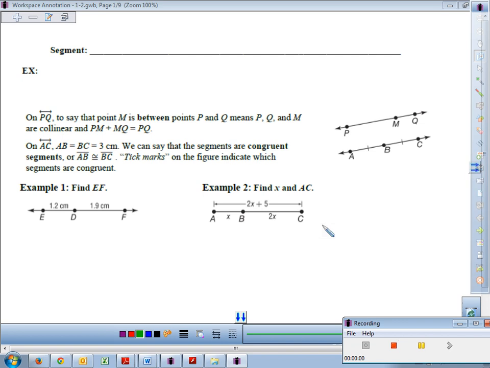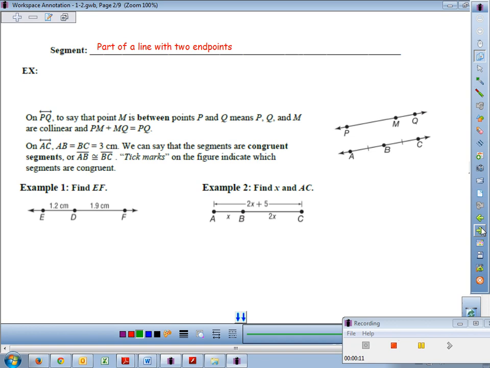All right, so the largest one-dimensional object we have is a line, correct? Which has how much length? Infinite length. Well, a segment is this. A segment is part of a line with two endpoints.